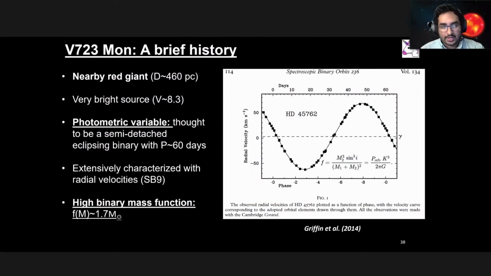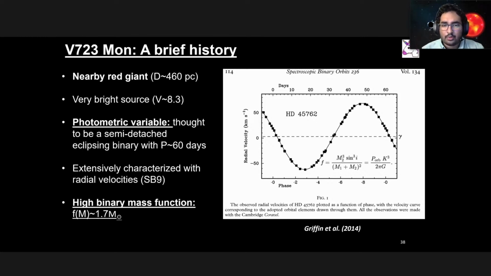So, the system in question, V723 Mon, is a nearby red giant at around 460 parsecs from the solar system. This had previously been classified as a photometric variable, where previous work from multiple groups identified this as a semi-detached eclipsing binary. Since the giant is very bright at around 8.3 magnitudes in the V band, it had been extensively characterized with radial velocities. In fact, the system is listed in the SB9 catalog of spectroscopic binary orbits.